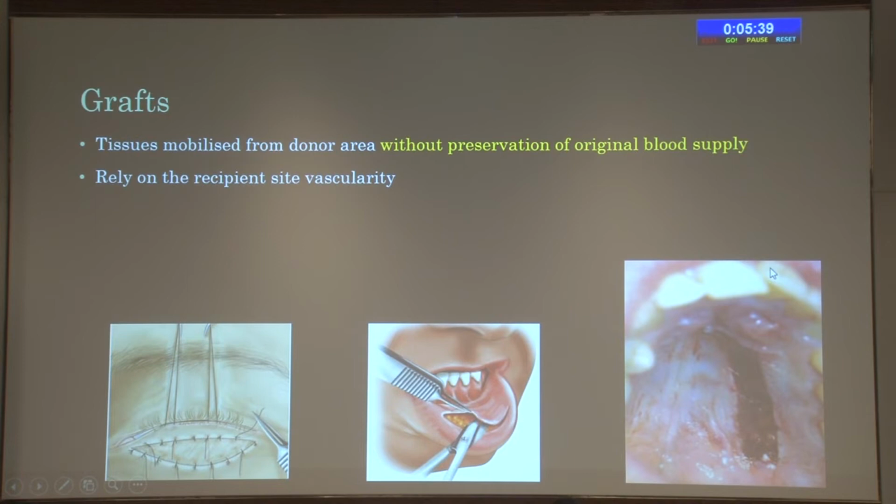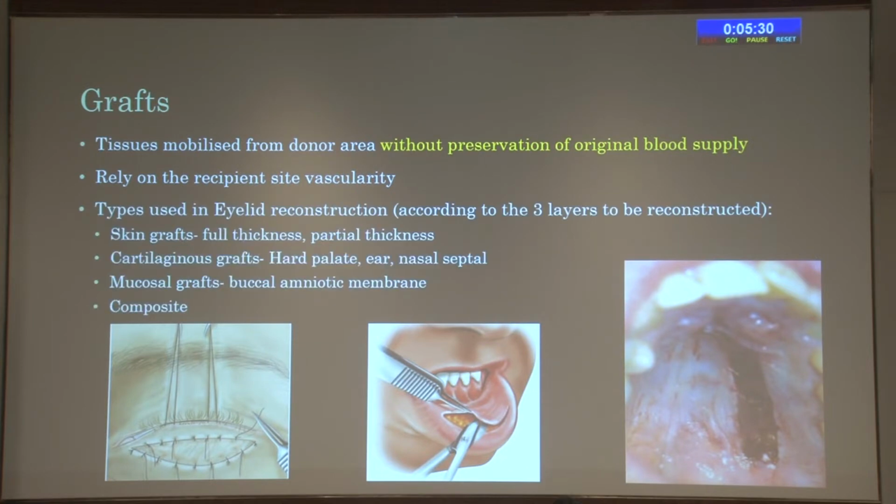Grafts. Now, grafts are tissues that are mobilized without preservation of original blood supply, so they completely rely on the recipient site vascularity for their survival. The types that are usually used in eyelid reconstruction are skin grafts, usually full thickness skin grafts, cartilaginous grafts, or mucosal grafts. Sometimes when we're reconstructing an entire lamella, we might require composite grafts.